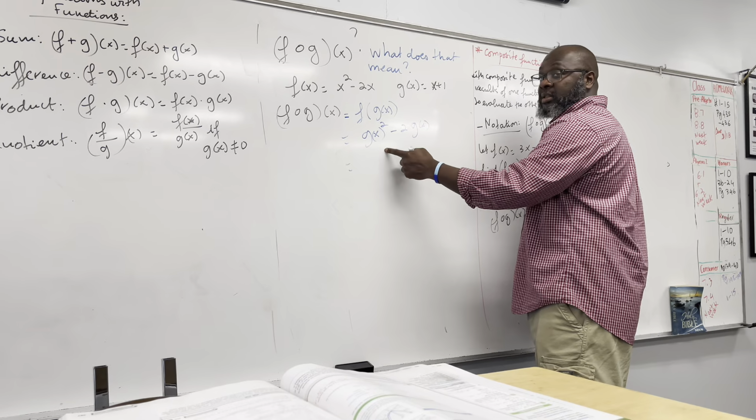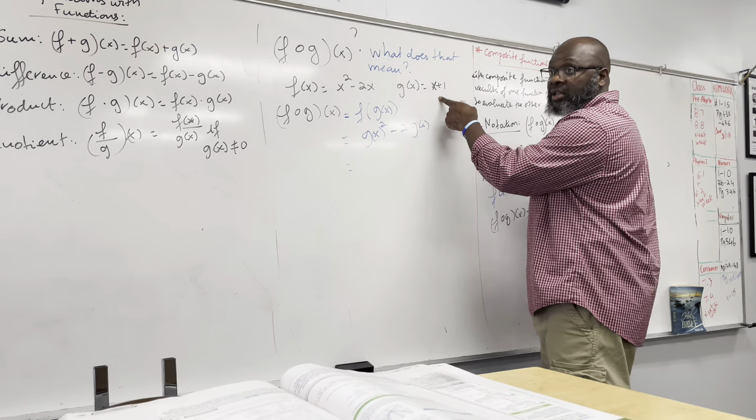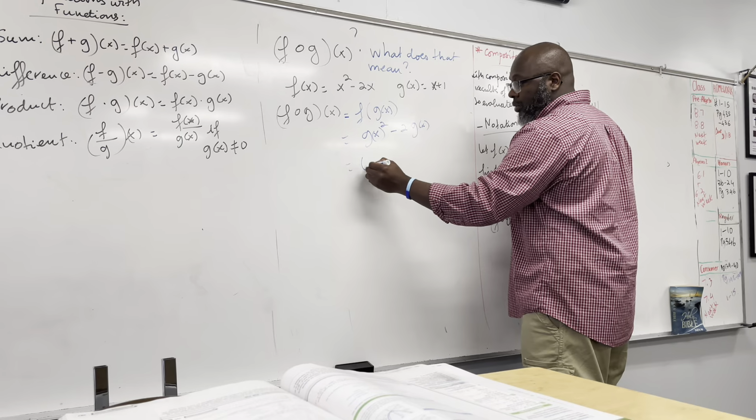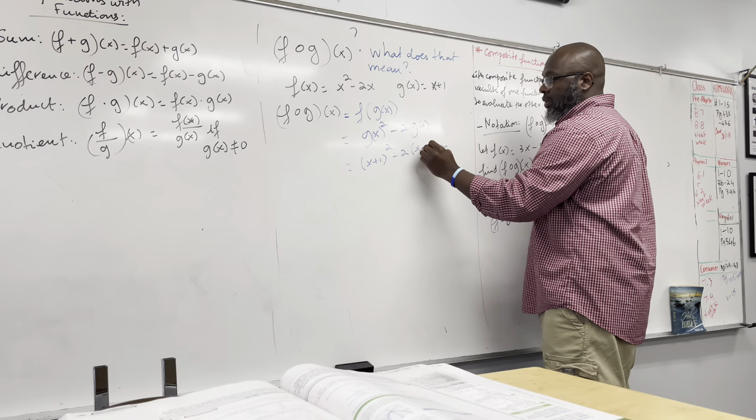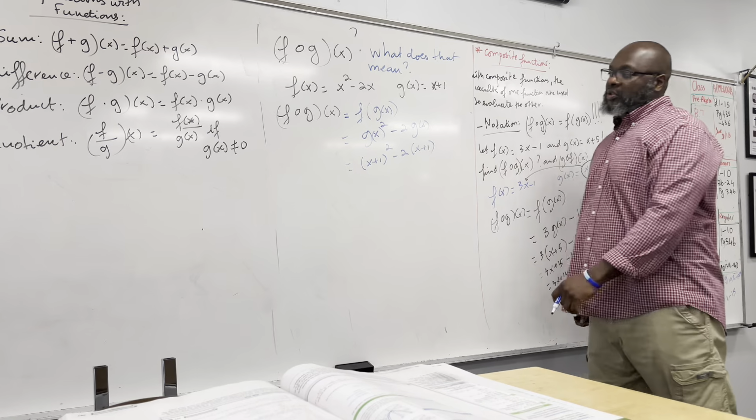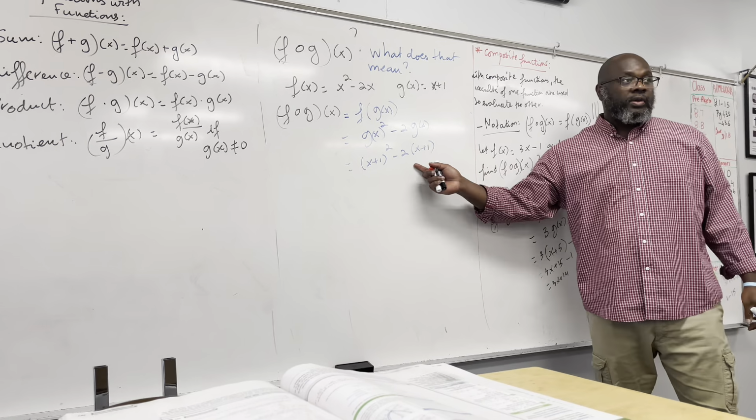And now we can replace this, right? We know what g of x is. What is g of x? x plus 1. So it'll be x plus 1 squared minus 2 times x plus 1. All right. So this will be x plus 1 squared minus 2 times x plus 1, right?